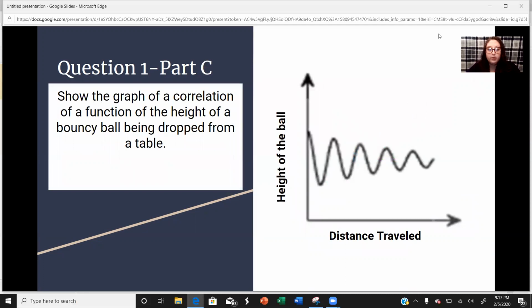And then Part C of this question, it says, show the graph of a correlation of a function of the height of a bouncy ball being dropped from a table. So if you notice here, we drop it, it goes down first, and back up, and down again. But each time, the wavelength becomes shorter because the momentum decreases. The ball is slowing down, and it will eventually stop and be a straight line, or completely stop.